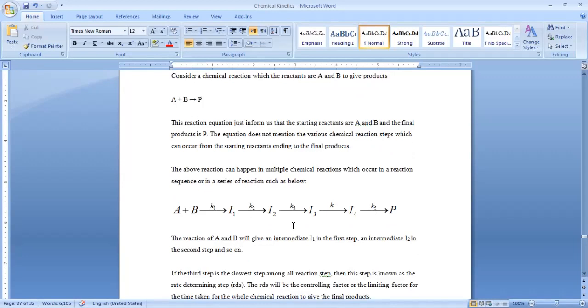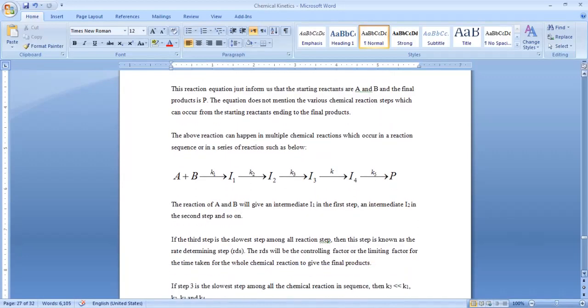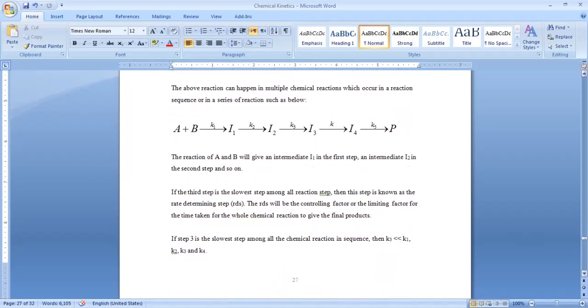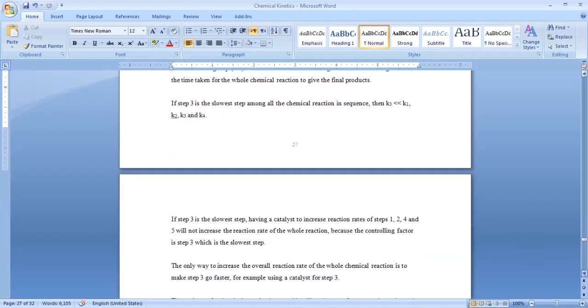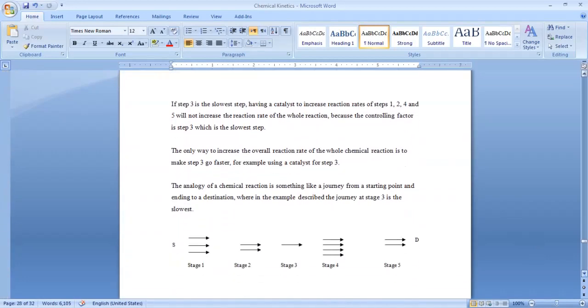So the RDS, or the rate determining step, is the slowest step in the whole series of chemical reactions. You have reaction number 1, number 2, number 3, number 4, number 5. Finally, after number 5, you get the product formation. So this is an analogy between someone traveling from a starting destination to a final destination.